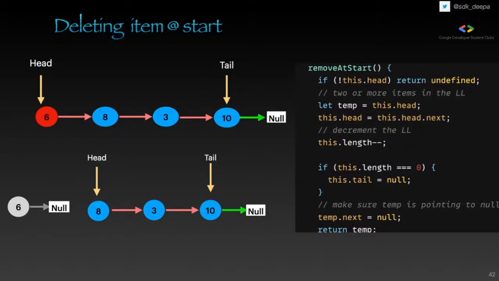So deleting an item at the start is also very similar. However, here you have only one variable. There's a temp variable which is pointing to the current head, and then this.head is equal to this.head.next.